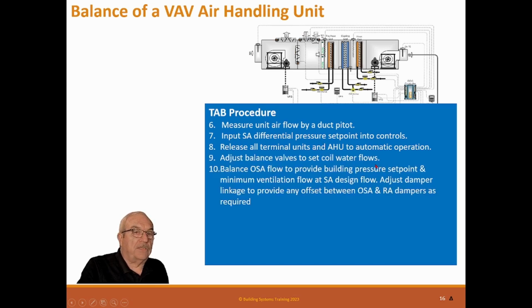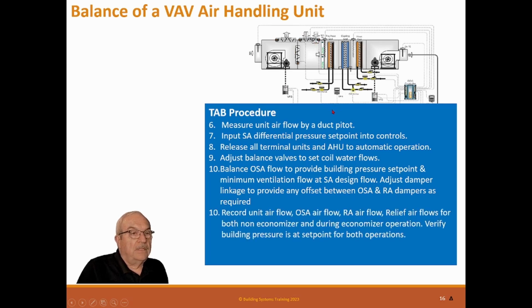Adjust the balance valves and set the water coils flow. Balance outside airflow to provide building pressure set point and minimum ventilation flow at supplier design flow. Adjust damper linkage to provide any offset between outside and return dampers as required. So if we have to set some dampers, we can do that. Normally we want these off, so we should do everything in software. Record unit airflows, outside airflows, return airflows, relief airflows for both non-economizer and economizer mode. Verify building pressure is set point for both operations.